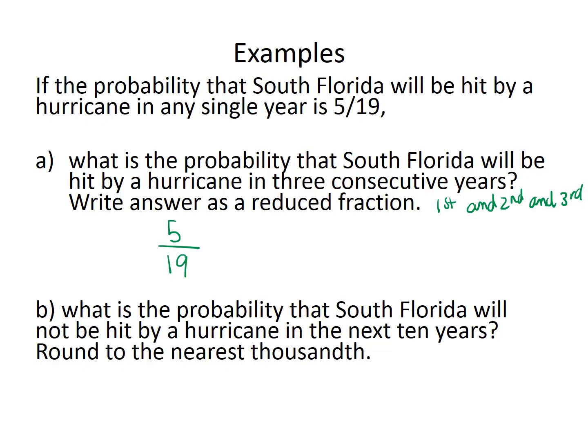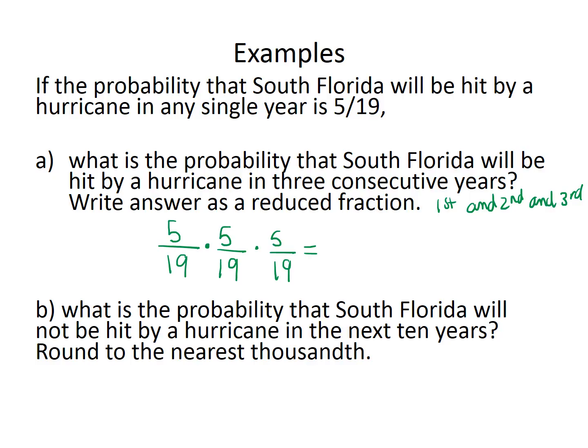The probability of 1 year is 5/19. But to hit 2 years in a row, it's going to get smaller, right? Second year is still 5/19, and the third year is 5/19. Now, 5 doesn't go into 19, so none of the numerators go into any of the denominators. So when you multiply straight across, you know your answer will already be reduced.